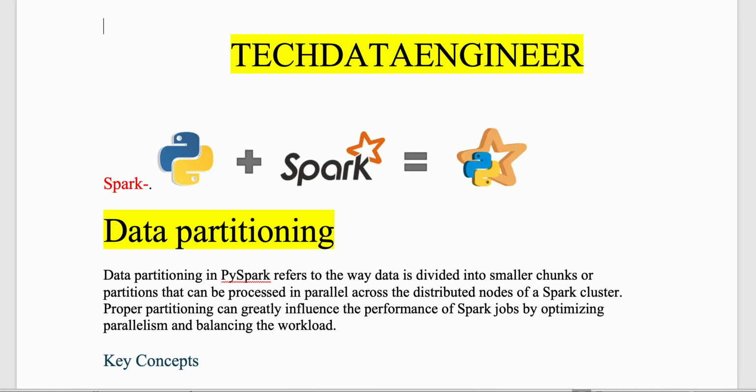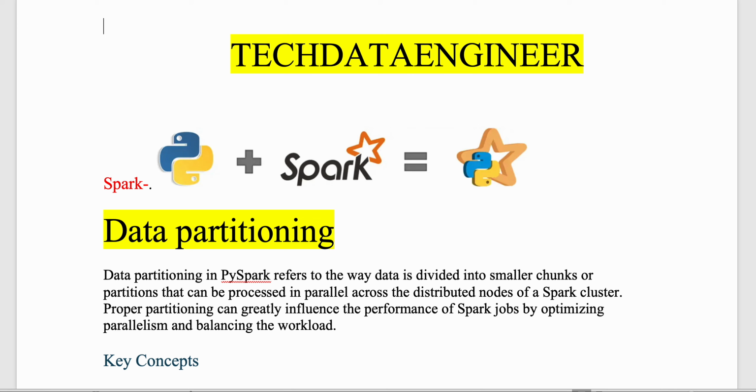So what is data partitioning basically? Data partitioning refers to the way data is divided into smaller chunks or partitions that can be processed across the distributed nodes. We have different worker nodes, where data gets partitioned and distributed to all the cluster nodes for parallel processing.